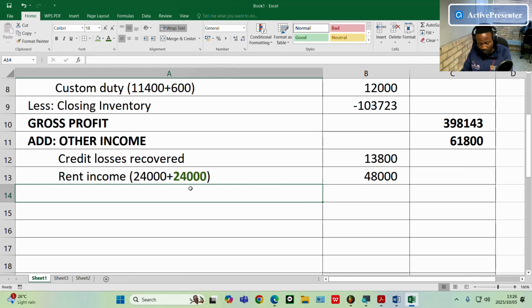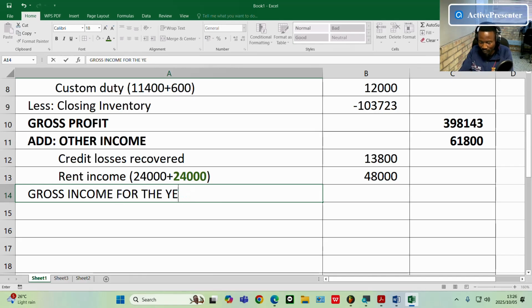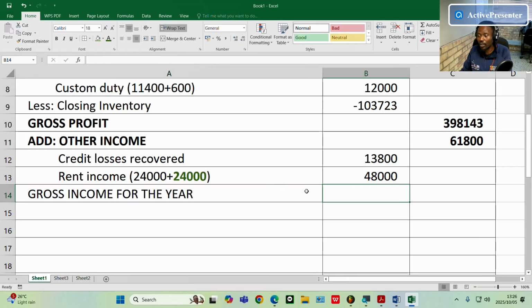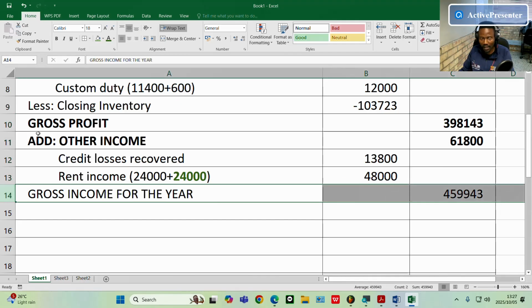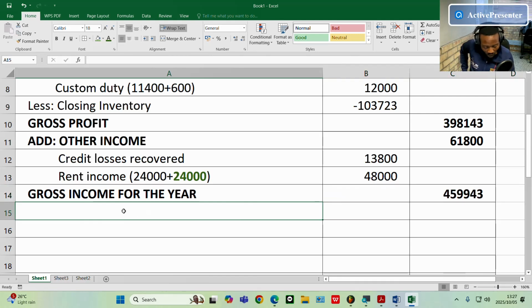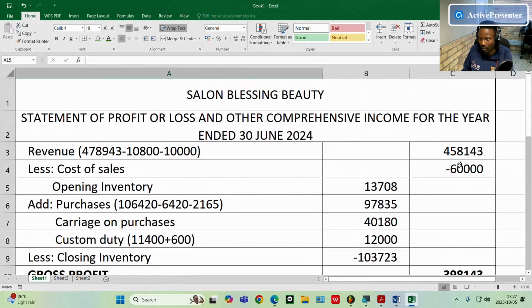Okay, so we then add these two to get a gross income for the year. My favorite, gross income. When we get to income tax, you're going to understand why gross income is my favorite. All right. So basically, you need to know the formats of the income statement. You need to know it off by heart. That's the first thing you need to do. After that, it will be easier for you guys to fill in the amounts. The most important part is actually knowing the format first.